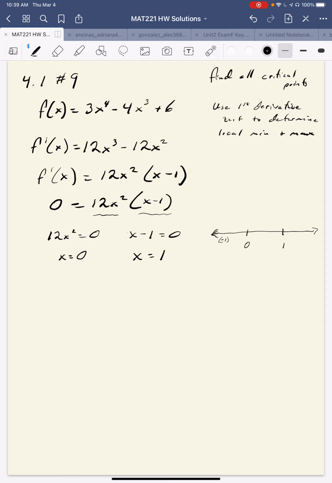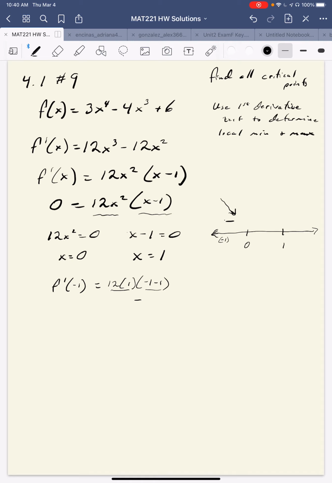When we plug -1 into our derivative, f prime at -1 is going to give us 12 times 1 times (-1 minus 1). This is a positive, and this is a negative. Positive times negative gives me a negative. Notice I don't even really care what the actual value is. I'm just looking to see, is my derivative positive or negative? Because if my derivative is negative, that means the original function is decreasing in that interval.